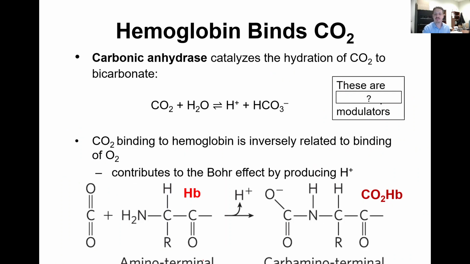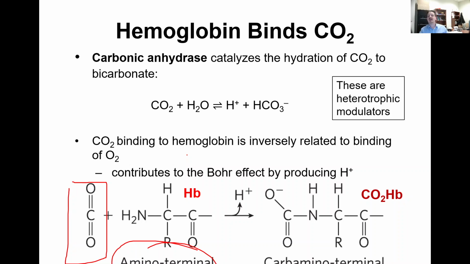And CO2 will do exactly the same thing, where CO2 will bind to hemoglobin and will stimulate the changing of the shape into the T conformation, and then the T conformation is going to let go of the oxygen. It's acting as a heterotropic modulator instead.